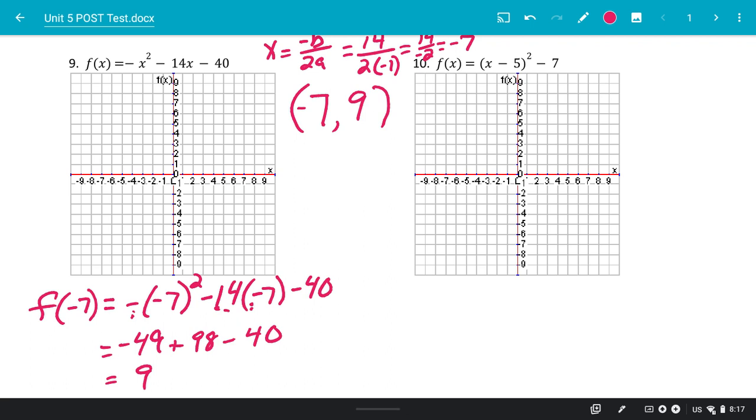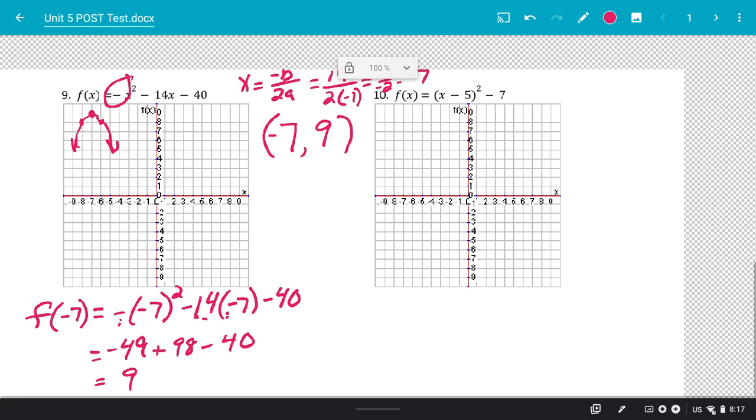So the y value of my vertex is a positive 9. So negative 7, positive 9. There's my vertex. Now I can use my a value to, from the vertex, go down 1 over 1, down 1 over 1. There is my parabola.